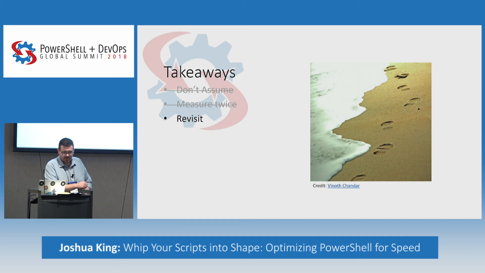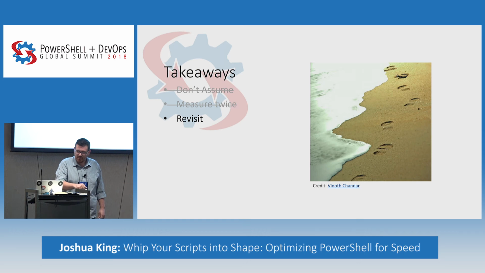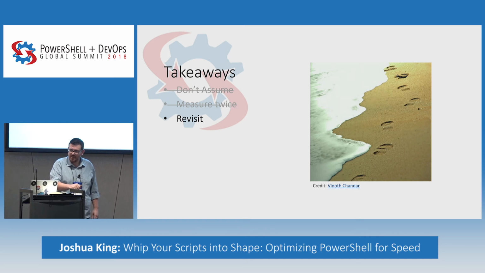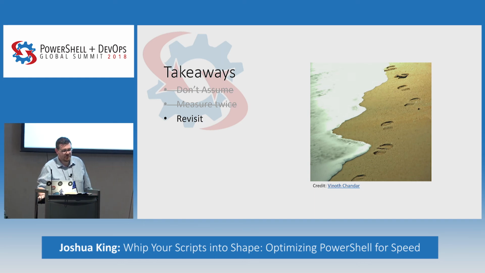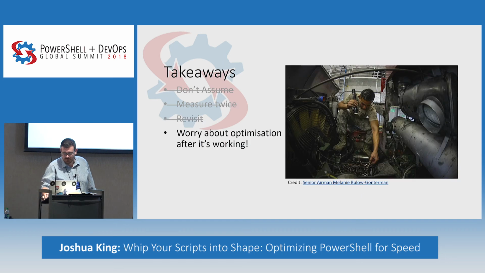And revisit. Microsoft's really good at pushing out updates. And chances are those updates are going to occasionally potentially make something slower, make something faster. So there's no harm in, especially if you've saved all your test cases, trying them again in 6 months, 12 months, 2 years. Just keep an eye on it.